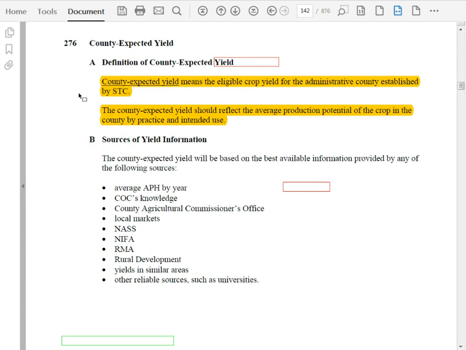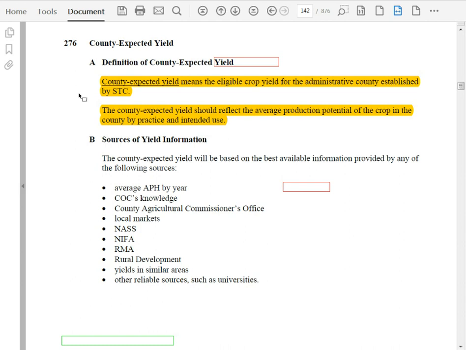This information can be specific from county to county, but the state committee is responsible for setting it statewide, and so it's very common for a specific crop to be assigned a single county expected yield for all of the counties in the state. The county expected yield should reflect the average production potential of the crop in the county by practice and intended use.